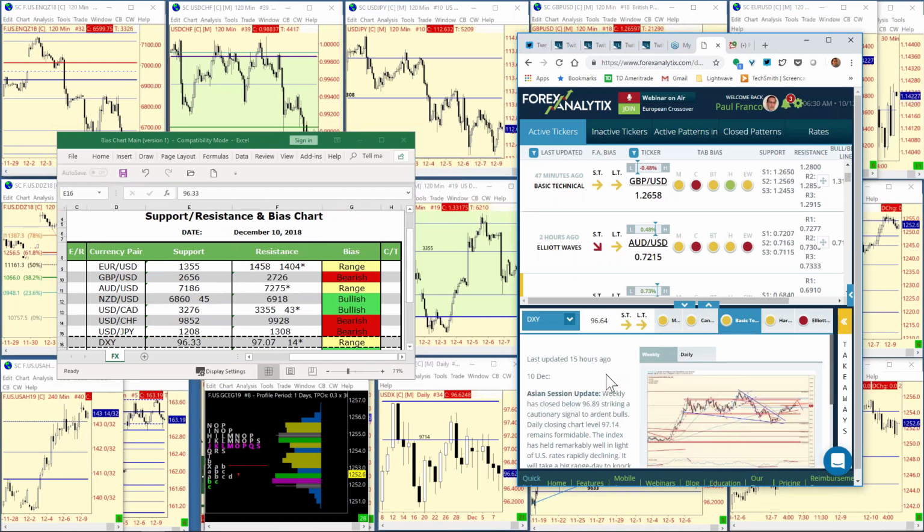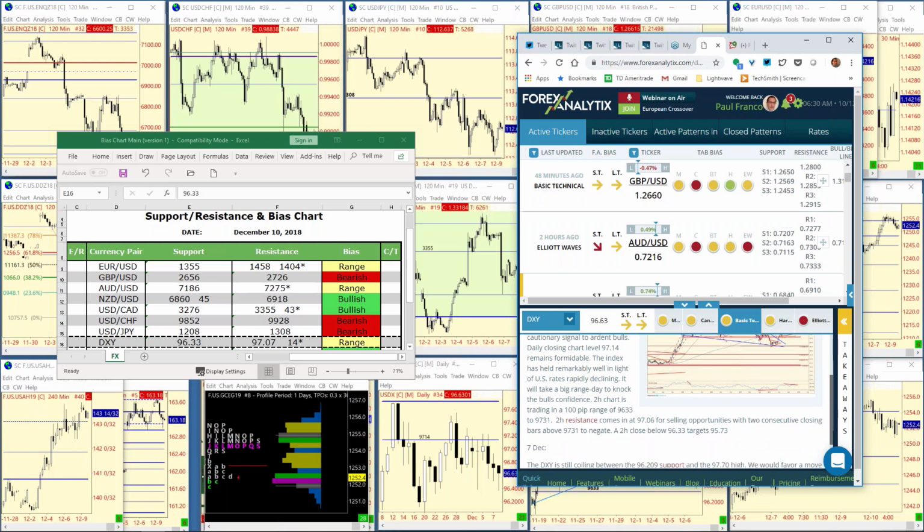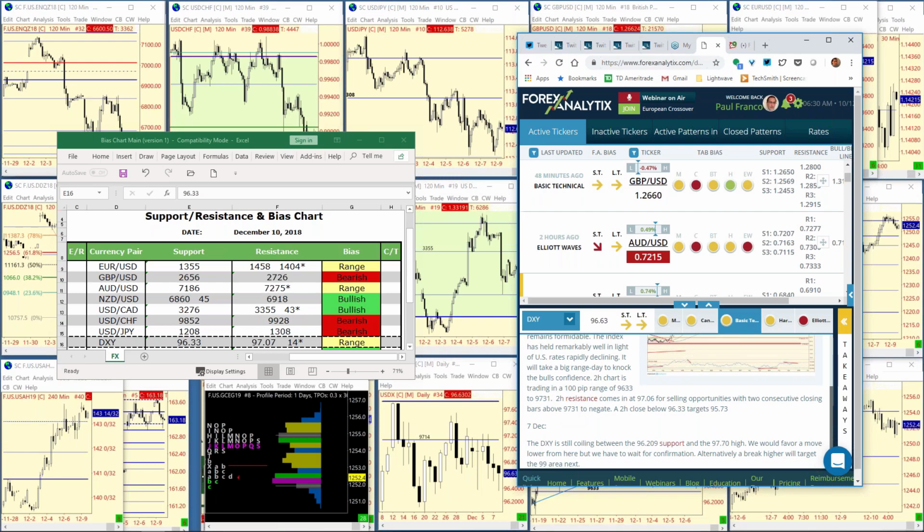And moving on to the cash dollar index, the weekly has closed below the 96.89, striking a cautionary signal to ardent bulls. A daily closing chart level, the 97.14, still remains formidable. The index has held remarkably well in light of U.S. rates rapidly declining. It'll take a big range day to knock the bulls' confidence. The 2-hour chart is trading in a 100-pip range of 96.33 to 97.31. 2-hour resistance comes in at 97.06 for selling opportunities, with 2 consecutive closing bars above 97.31 to negate that outlook. A 2-hour close below 96.33 targets 95.73.